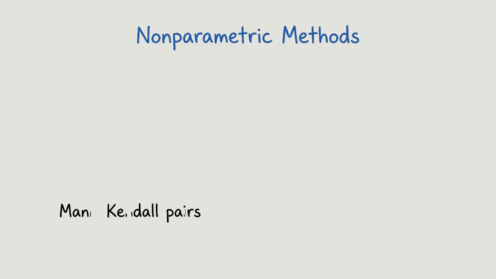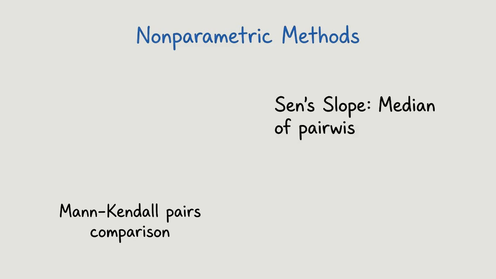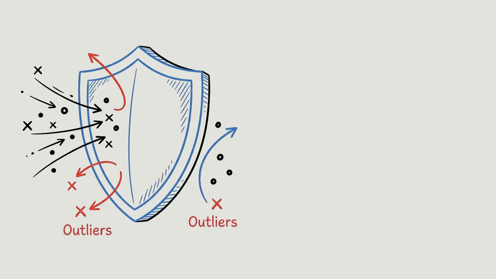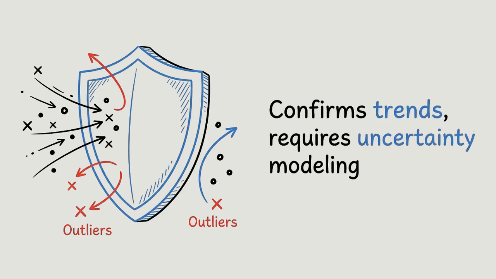Linear regression is not the only option. Climate scientists often use non-parametric methods as a robustness check. The Mann-Kendall test asks a simpler question: is there a consistent upward or downward tendency over time? It does this by comparing pairs of observations rather than fitting a line. Sen's slope then estimates the trend magnitude as the median of all pairwise slopes. These methods are resistant to outliers and distributional assumptions, but they still need corrections for autocorrelation, and they only detect monotonic change. They confirm trends, they do not replace uncertainty modeling.